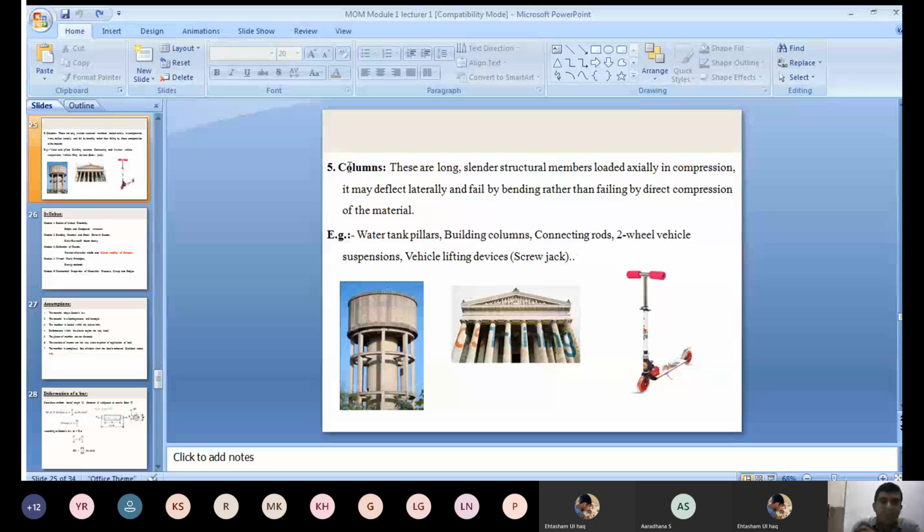Then the last one is columns, also a standard member subjected only to axial compression. It fails due to lateral deflection, meaning the deformation takes place perpendicular to the axis, and it fails by bending rather than by direct compression of the material. They are called columns. These are five important mechanical members you should remember.